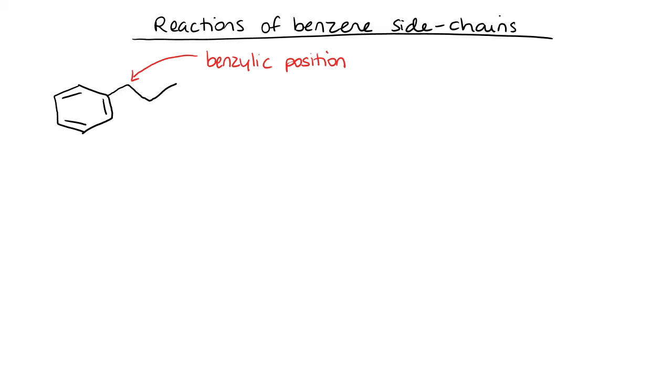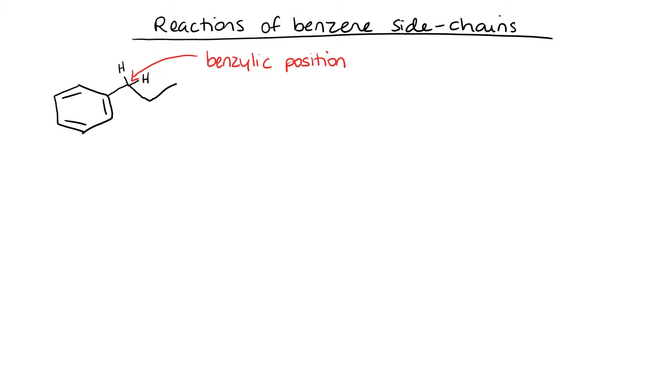Now, in addition to the stabilization that benzene provides to itself through aromaticity, it also provides stabilization to alkyl groups that are directly connected to it. So in this example, we have a 3-carbon chain, an alkyl chain, attached to our benzene ring. Now, this is known as the side chain. The carbon that's directly connected to the benzene ring is known as the benzylic position. This is the benzylic carbon, and the 2 hydrogens that are also attached here are the benzylic hydrogens.